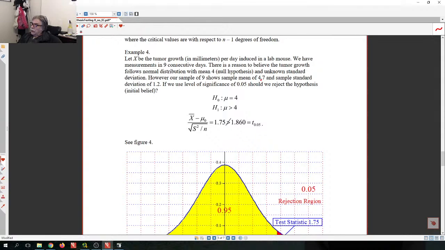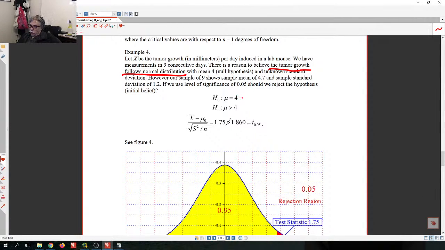So we have 4.7 millimeters and the sample standard deviation is 1.2 millimeters. You immediately notice you don't have the population standard deviation, because there is a sample standard deviation here. You also notice you have a small sample. So you can't replace the population standard deviation with the sample standard deviation as you would for a z-test, because the sample is small. So we have a problem, right? But the tumor growth is normally distributed. It says so in the problem. Excellent. So we have the conditions for the t-test.